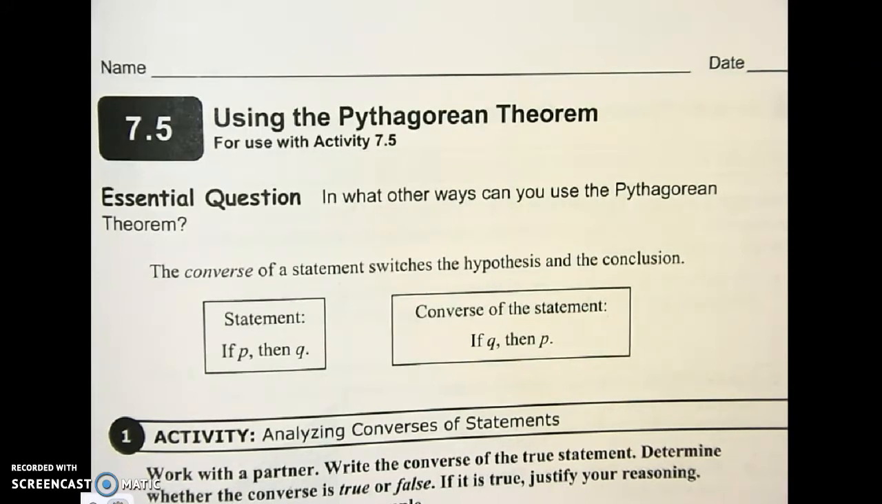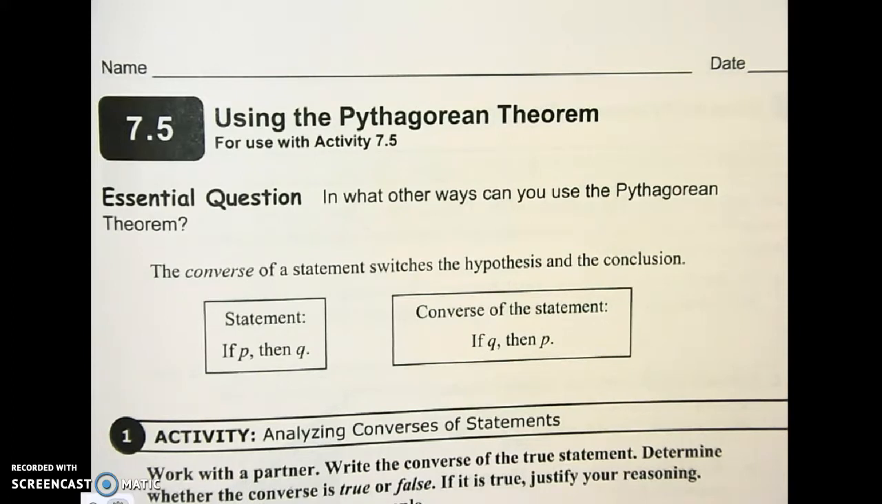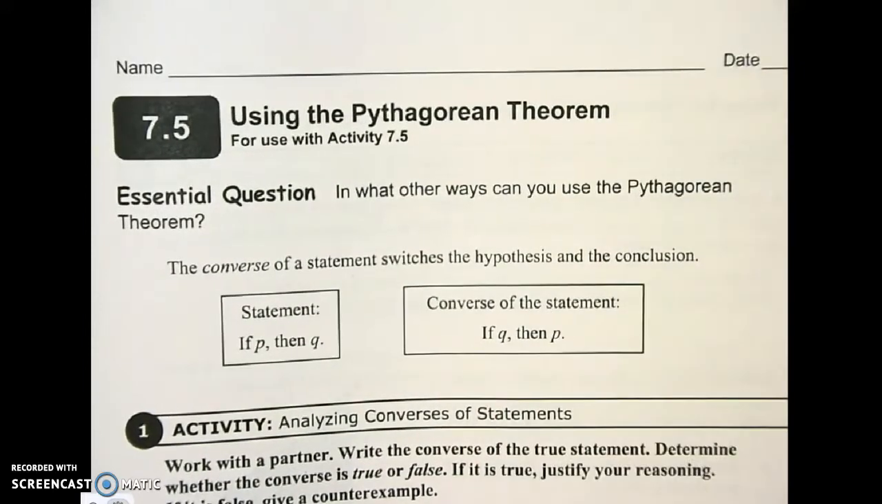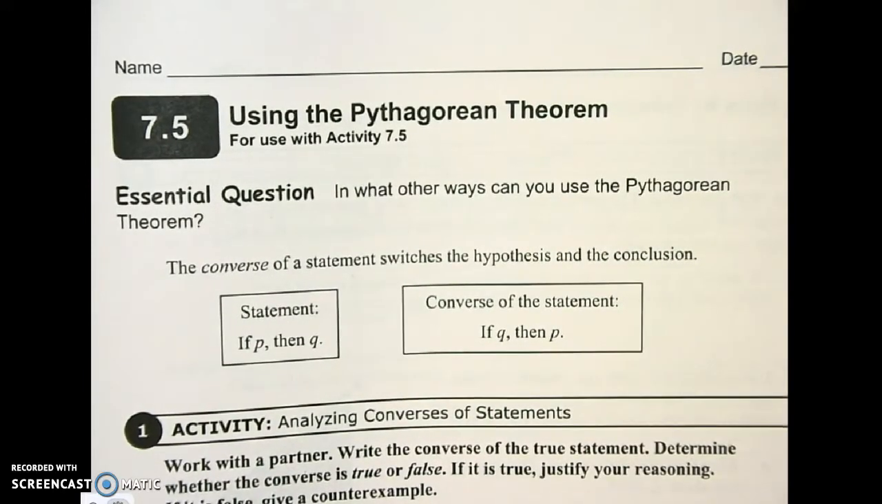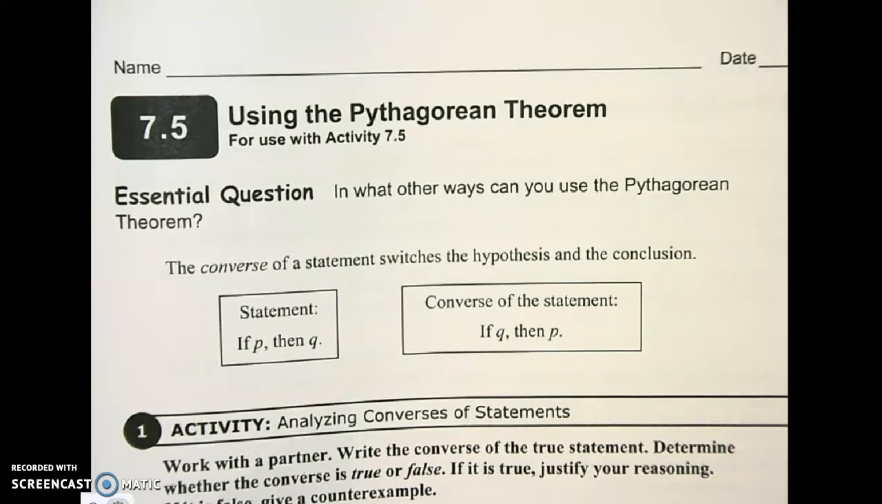An example of that would be: if I went to the store, then I got milk. And then the converse would be: if I got milk, then I must have gone to the store.